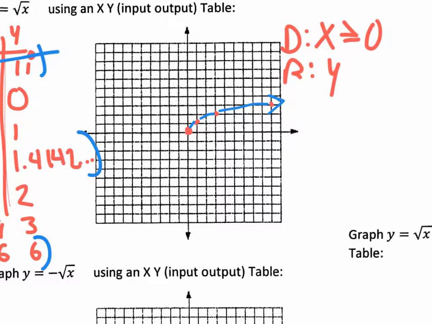And as you can see, this graph, none of it is in the negative y values. It all starts here and is above that value. So what do I say about the range? Greater than or equal to 0 also.